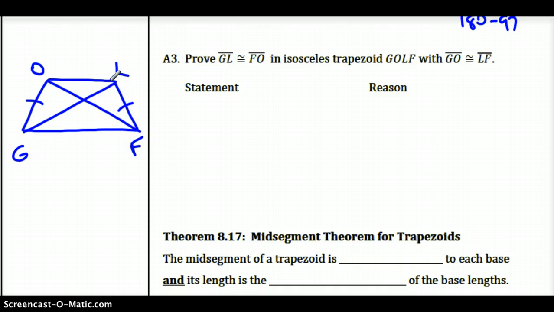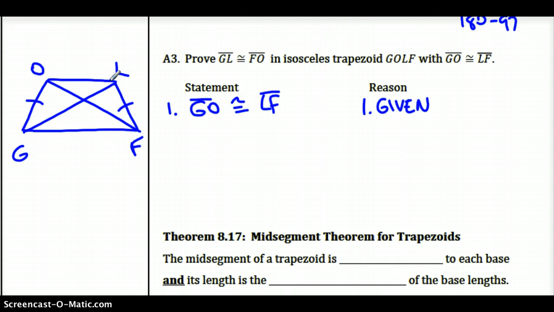Okay, try to get my diagram set up right. First of all, I have some givens here. So I've got an isosceles trapezoid, and I've got GO congruent to LF. Reason: it's given.